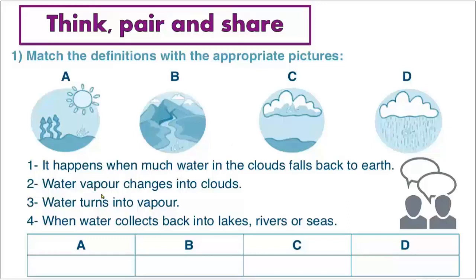1. It happens when much water in the clouds falls back to earth. 2. Water vapor changes into clouds. 3. Water turns into vapor. 4. When water collects back into lakes, rivers, or seas. Who can give me the answer?